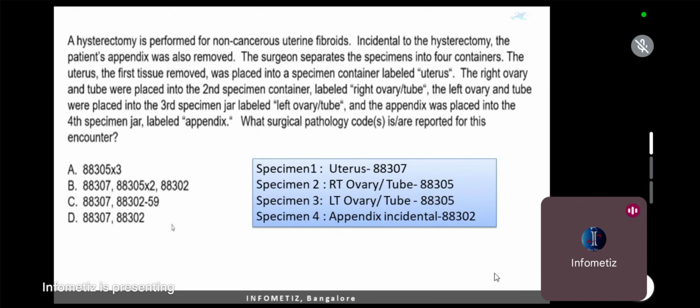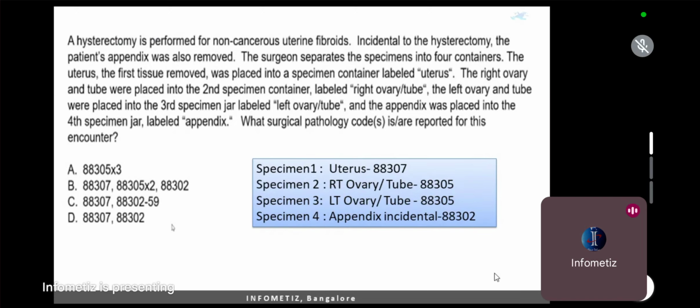Hysterectomy is performed for a non-cancerous uterine fibroid. Incidental to the hysterectomy, the patient's appendix was also removed. The surgeon separated the specimen into 4 containers. The uterus, the first tissue removed, was placed in the specimen container labeled uterus. The right ovary and the right tube were placed in the second specimen container, right ovary and tube. The left ovary and tube were placed in the left ovary tube container. The fourth one is the appendix. How many specimens? 4.